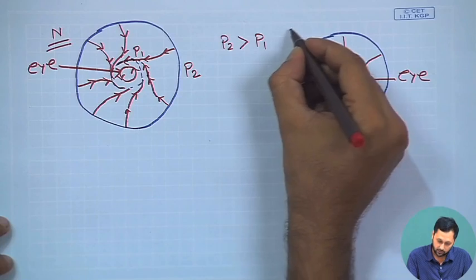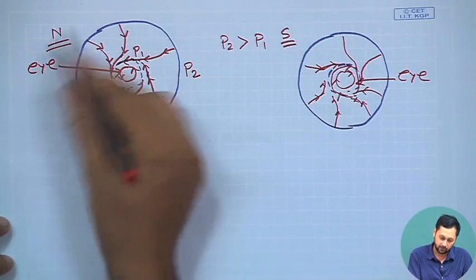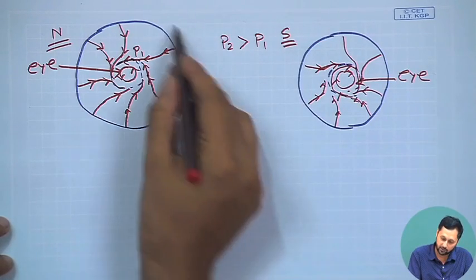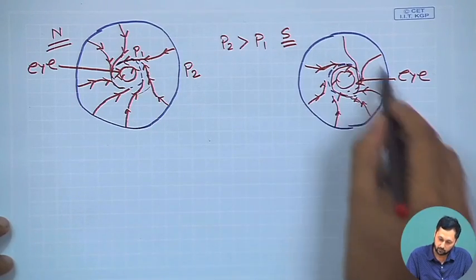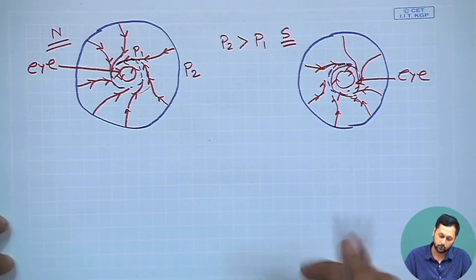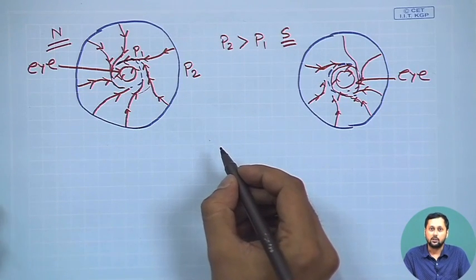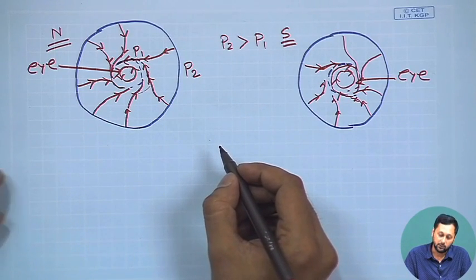So, once again this is the eye, but here the rotation will be in the clockwise direction. This is in the southern hemisphere and this is in the northern hemisphere. So, in the northern hemisphere a cyclone will move in the anti-clockwise direction, in the southern hemisphere it will move in the clockwise direction.